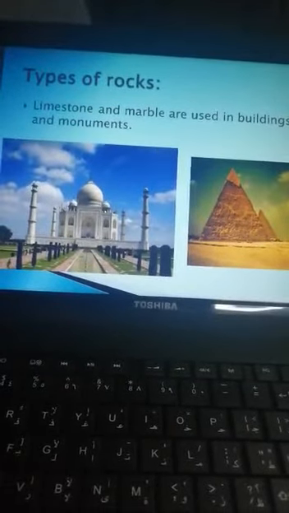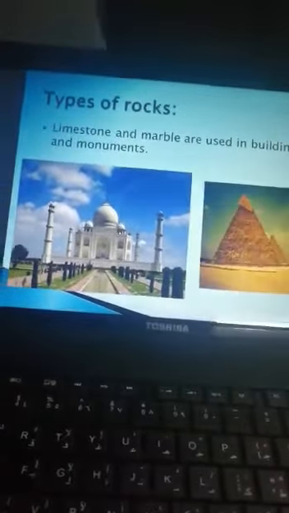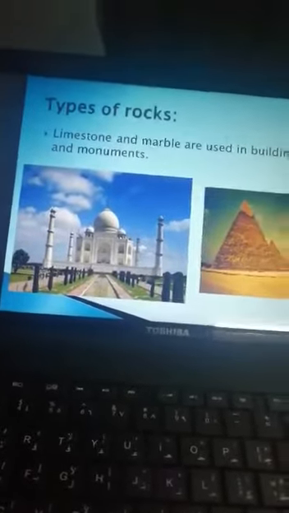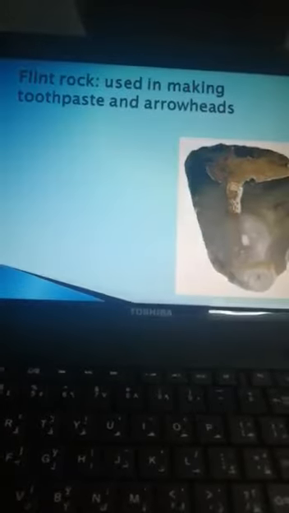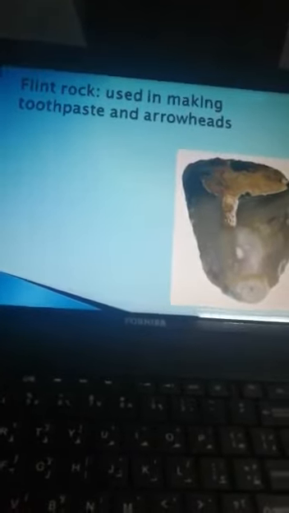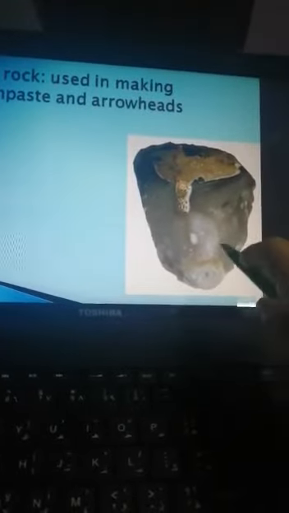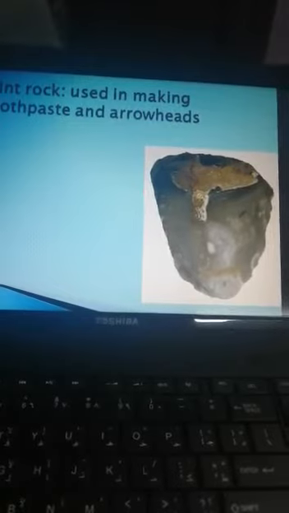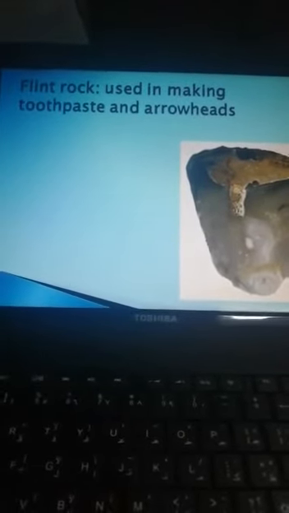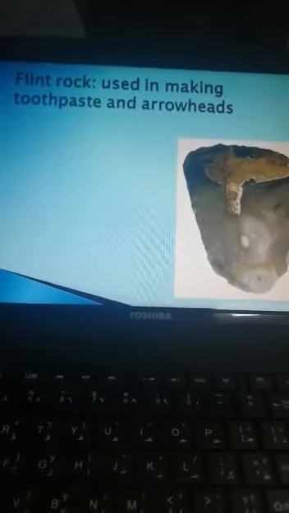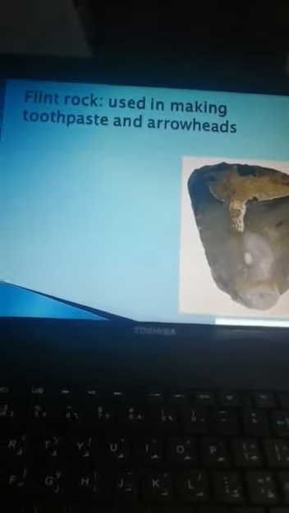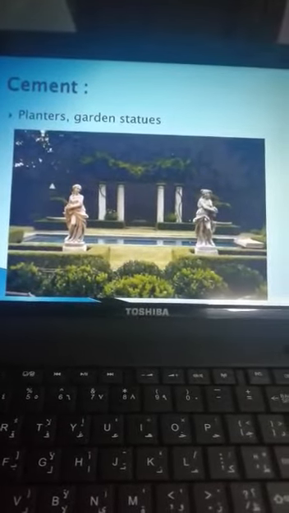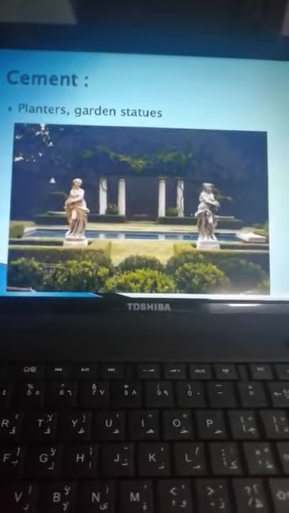Limestone and marble are used in buildings and monuments. The second type, flint rock. Flint, this is the shape of flint rock, used in making toothpaste, arrowheads, and weapons. Cement is used in garden statues.